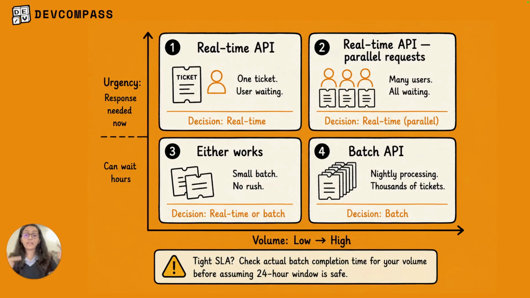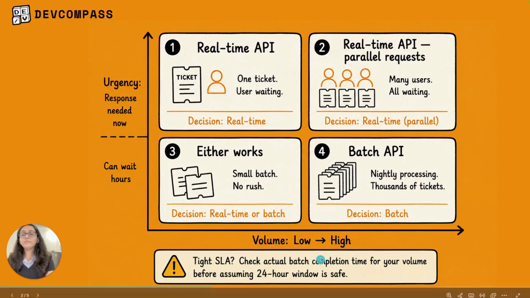Now look at the edge case at the bottom of the screen. Tight SLA: check actual batch completion time for your volume before assuming the 24-hour window is safe. The batch API processes within up to 24 hours, but your nightly audit job might need to complete in 2 hours. So the batch processing window might still be fine or might not, depending on the actual processing time for your volume. When the SLA is tight against that window, validate before committing.